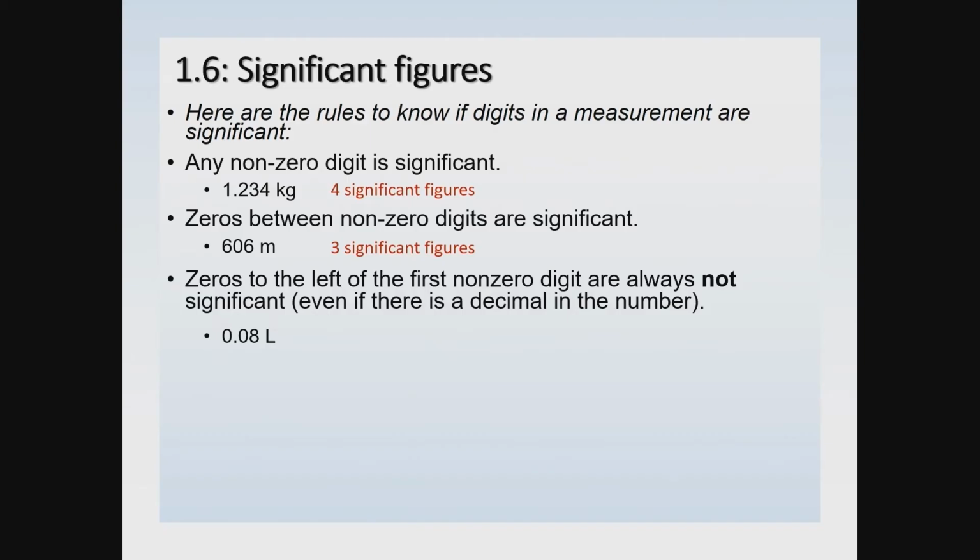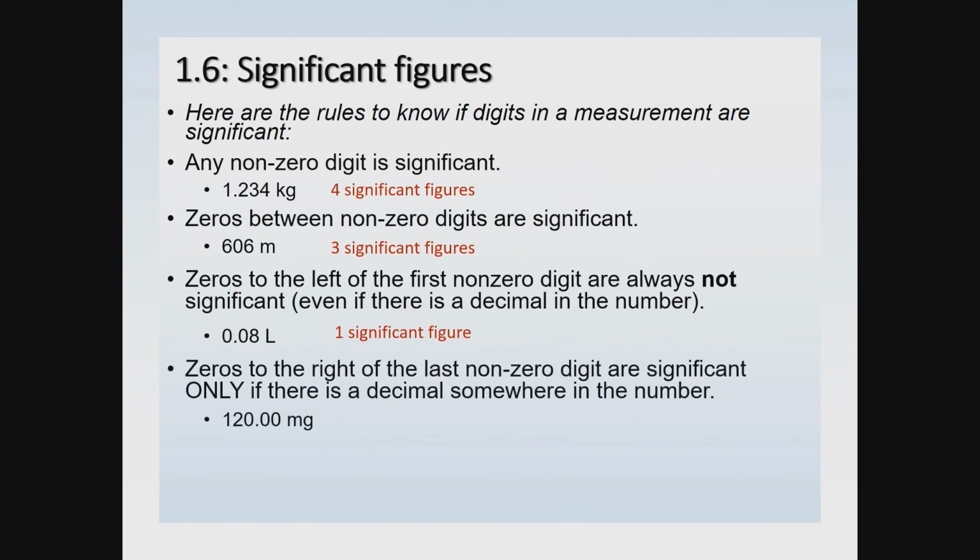Now, zeros to the left of a non-zero digit, it doesn't matter if there's a decimal place there or not. If the zeros are to the left of a non-zero digit, they are not considered significant figures. So we have an 8 there, and those 2 zeros to the left of that are not considered significant figures. They are thought to be placeholder zeros that put the 8 into the hundredths place. And so that number there, 0.08 liters, should only have 1 significant figure.